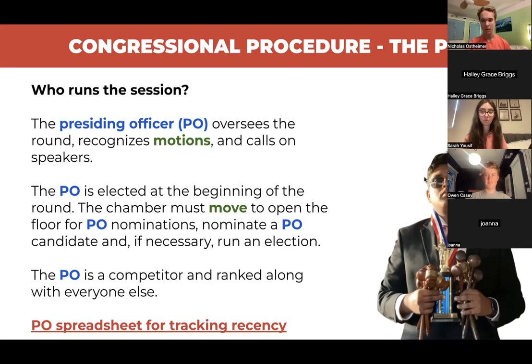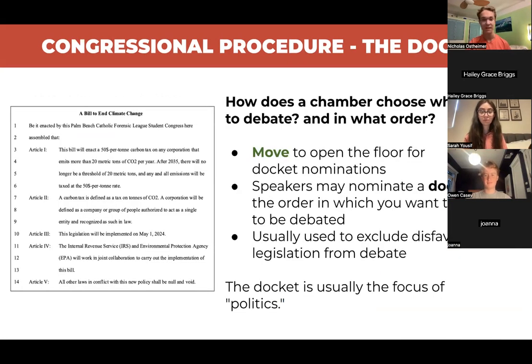Great. Moving on, let's talk about the docket. So choosing a docket is how your chamber of Congress chooses what legislation to debate and in what order. So at most tournaments, you're going to end up with a legislation packet which has all the topics you're going to debate. If it's just at a local tournament, you might get anywhere between 4 and 20 bills that you have to debate at that competition.